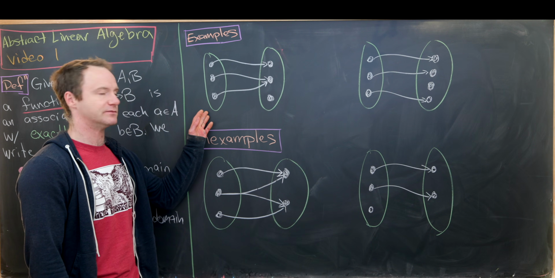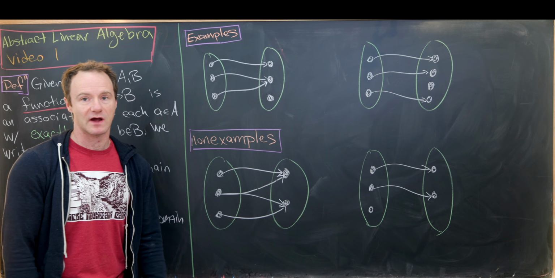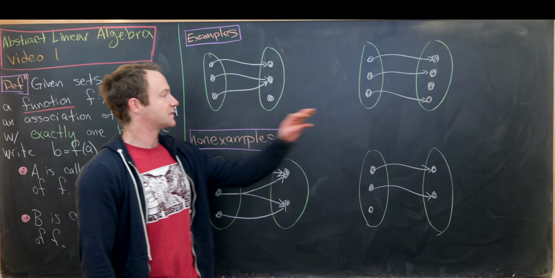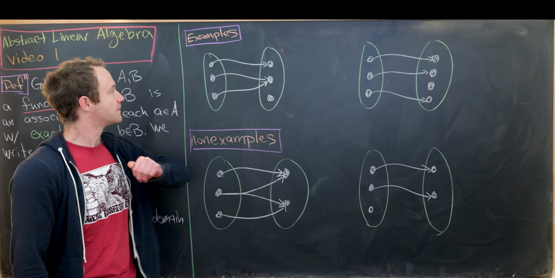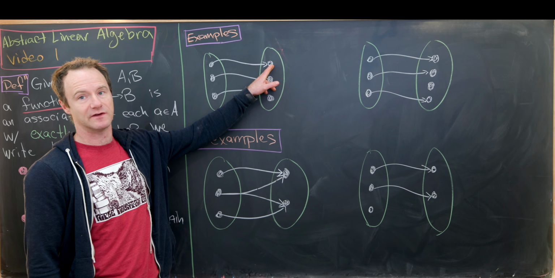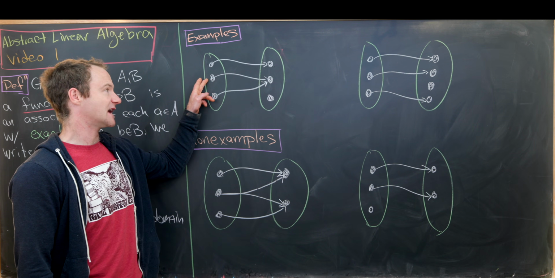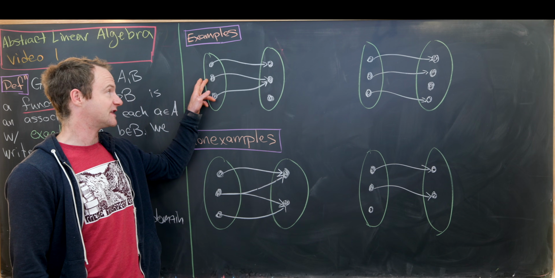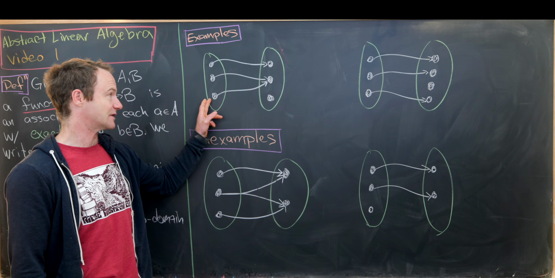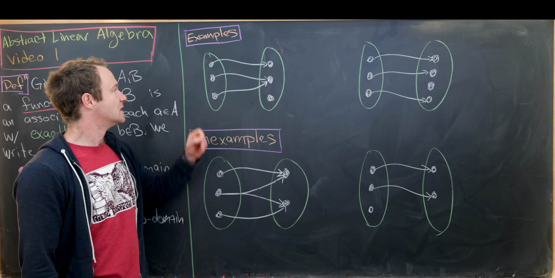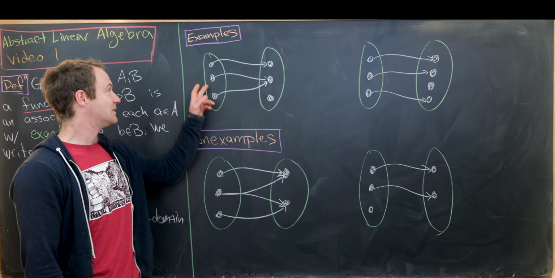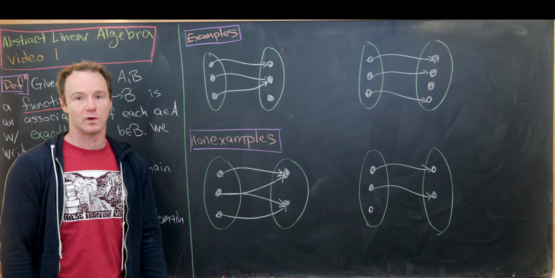In each of these, the blob on the left is the domain and the blob on the right is the codomain, and the elements are indicated by these dots. So here's an example of a function right here. Notice that this first element is associated with exactly one element of the codomain. It's this one. This second element is also associated with exactly one element. It's this one. And this third element is associated with exactly one element. That's this one. Notice the second and third element are associated to the same element, but that's okay because they are each only associated with one element.